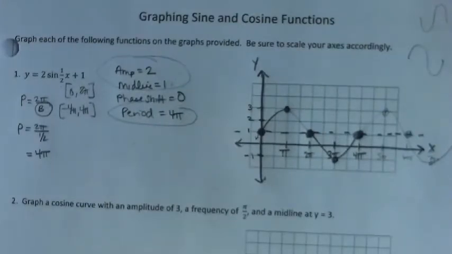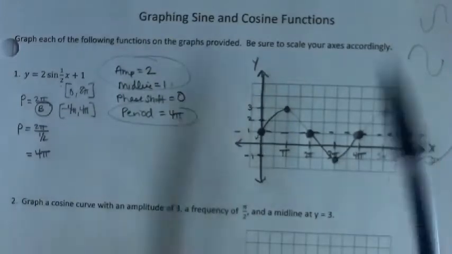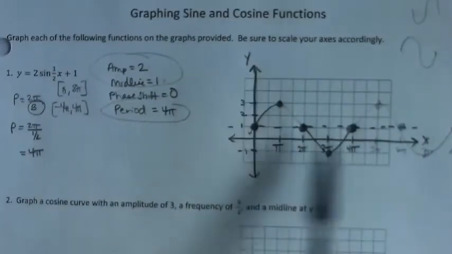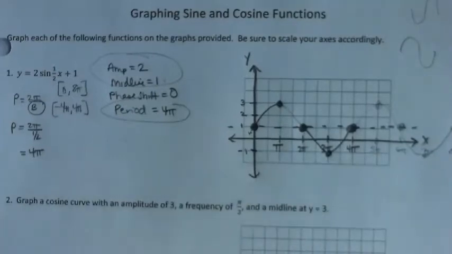Okay, any questions? The scales are important when we're grading. We're looking at, did they space things out evenly? Did they count by something that was conducive to the period?